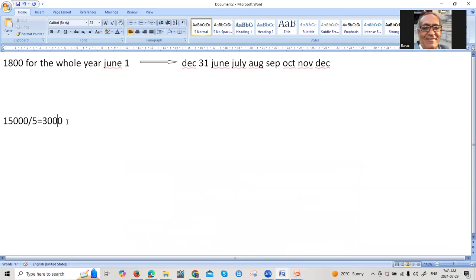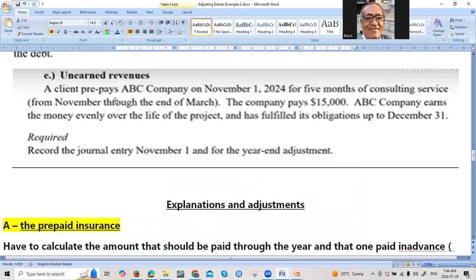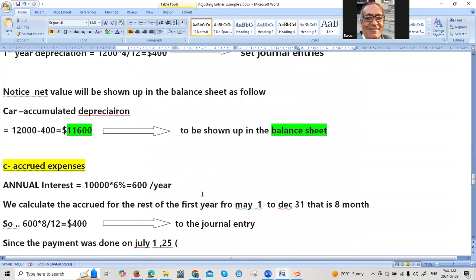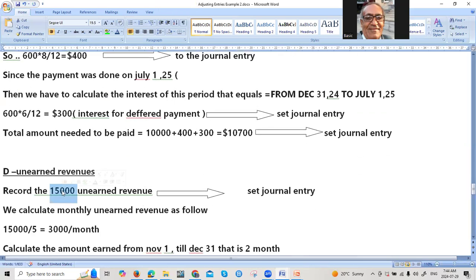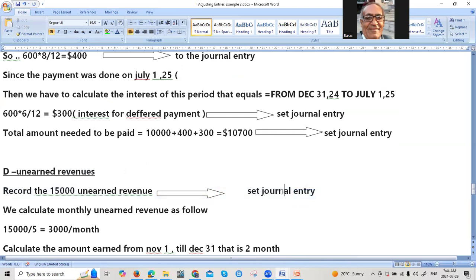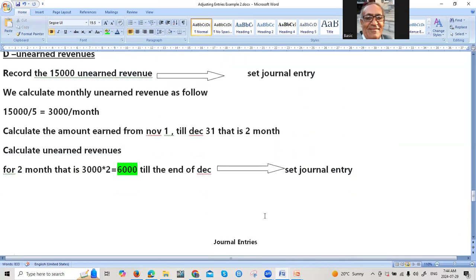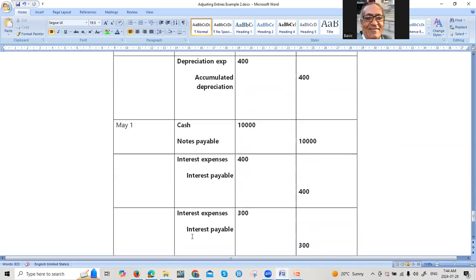I have to calculate now for the prepaid expenses for this period. Let us show it here. Go first and do the entries and the operations and the calculations. So record the $15,000 and set the journal entries for the whole amount, which is $15,000. We'll go now to the journal entries and register the $15,000 here.